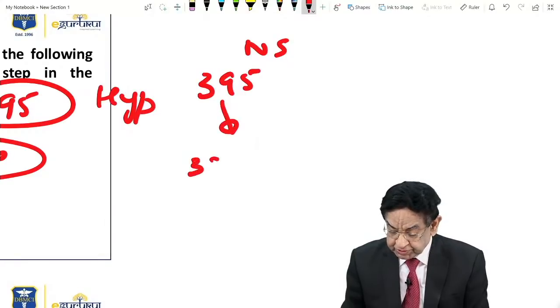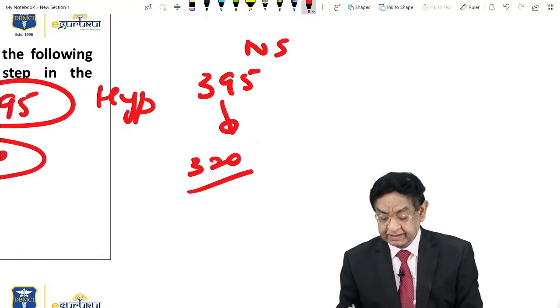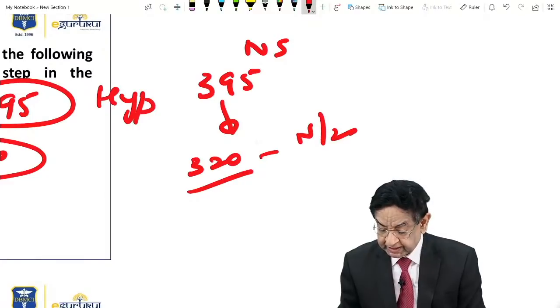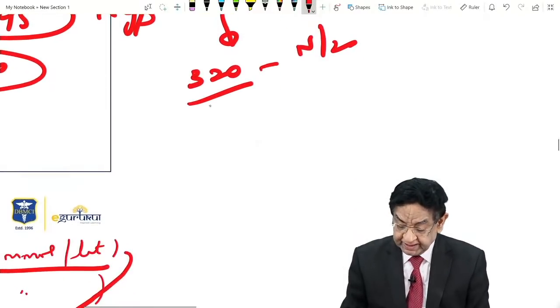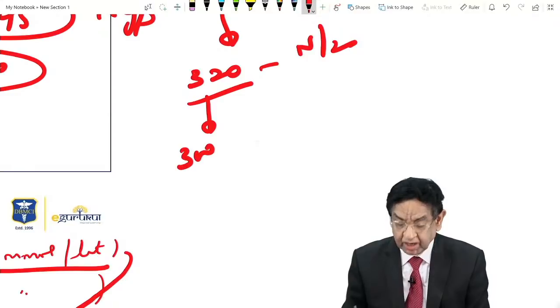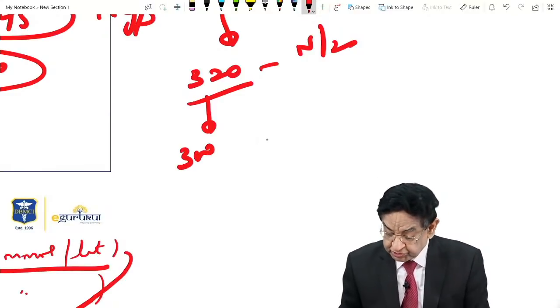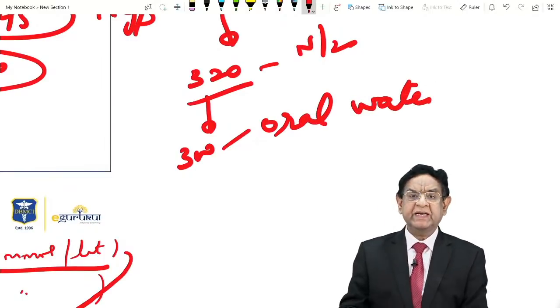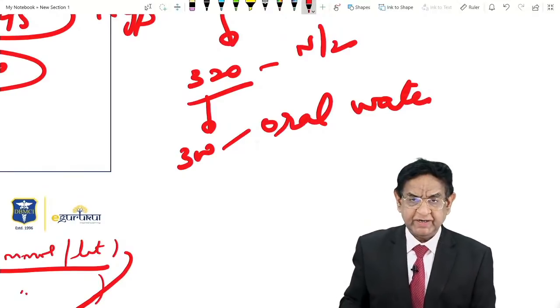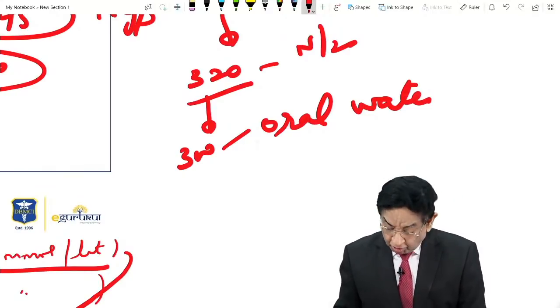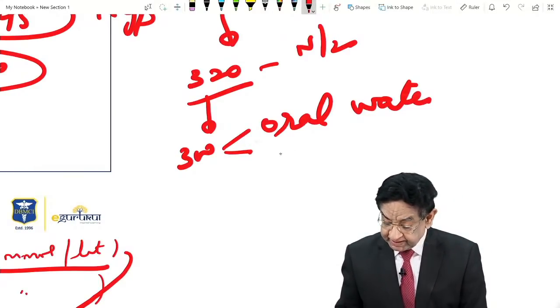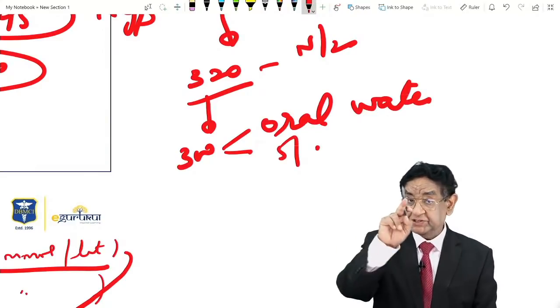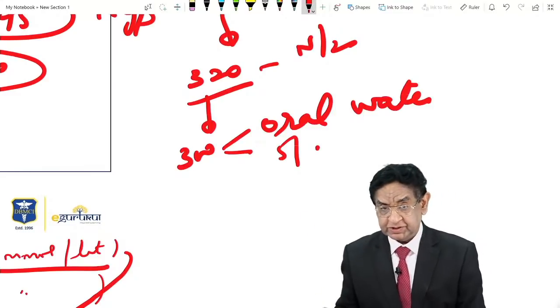Once it comes to 320, then I switch over to N/2 saline. And when it comes to 300 in the upper level of normal, I may even switch over to oral water. If the patient is conscious, by the time patient becomes all right, he can take water, I'll switch over to oral water, or I may even switch over to maybe 5% dextrose, of course with insulin. I have to keep a watch on sugar.